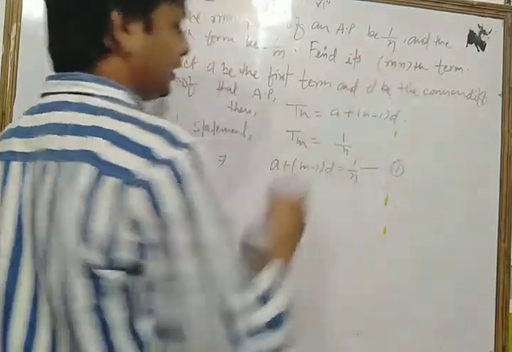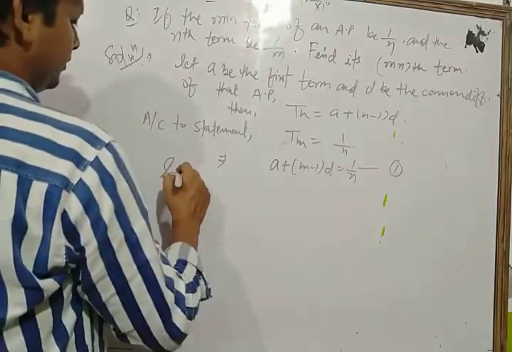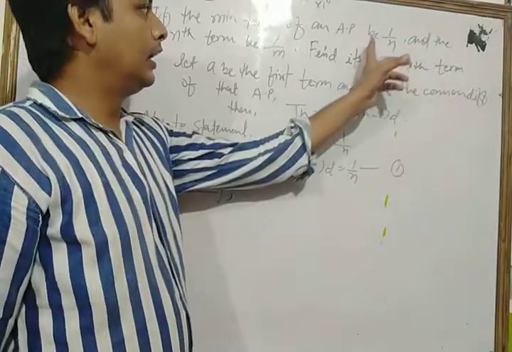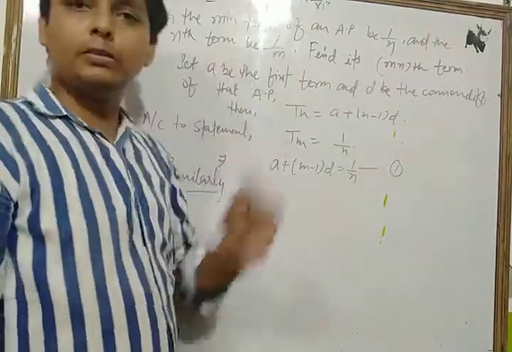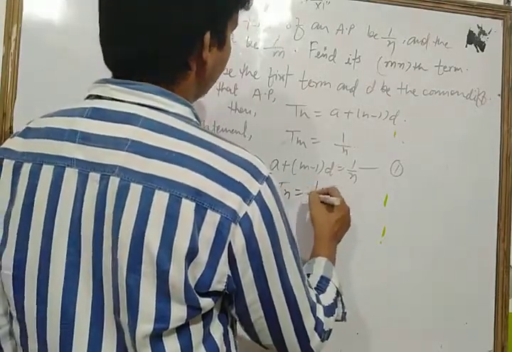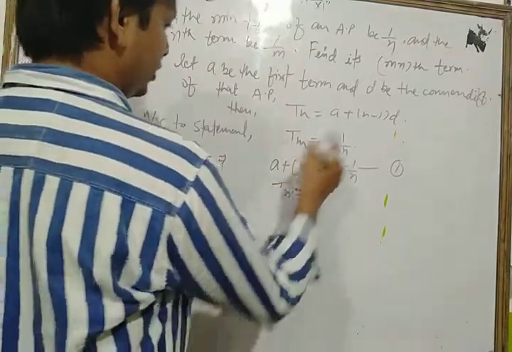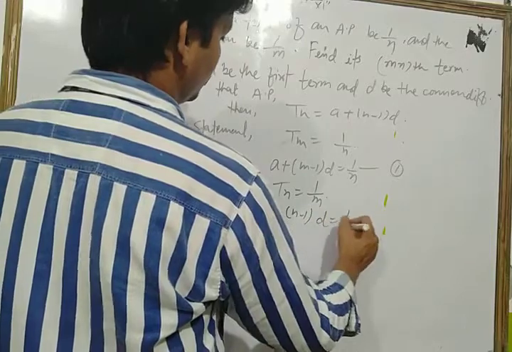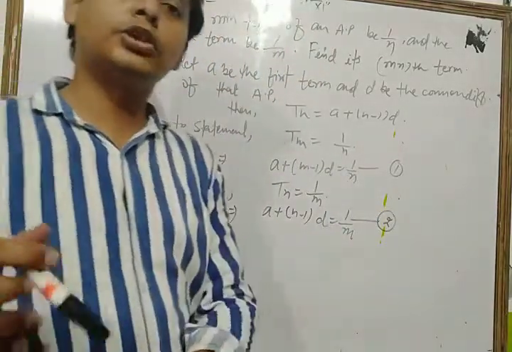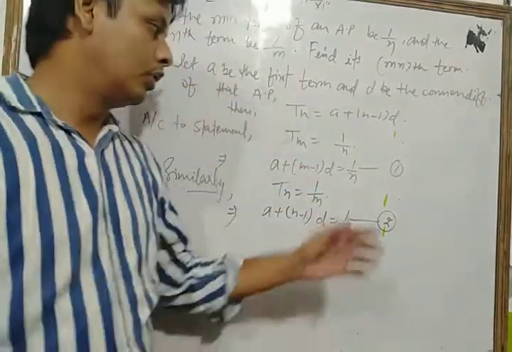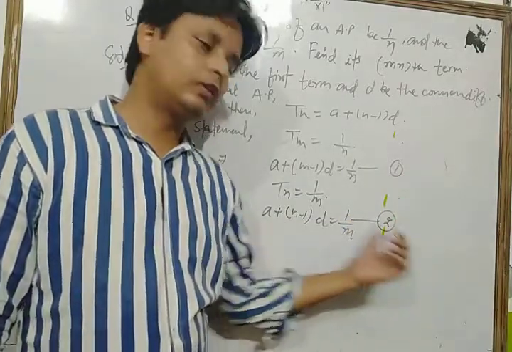Take this as equation number 1. Similarly, the nth term is 1 by m. So we have Tn is equal to 1 by m. So we have A plus n minus 1 into D is equal to 1 by m. Take this as equation number 2. Now what we do? We solve equations 1 and 2 and find the values of A and D.